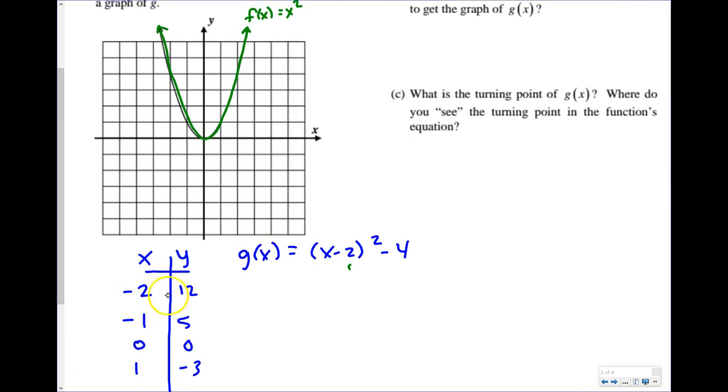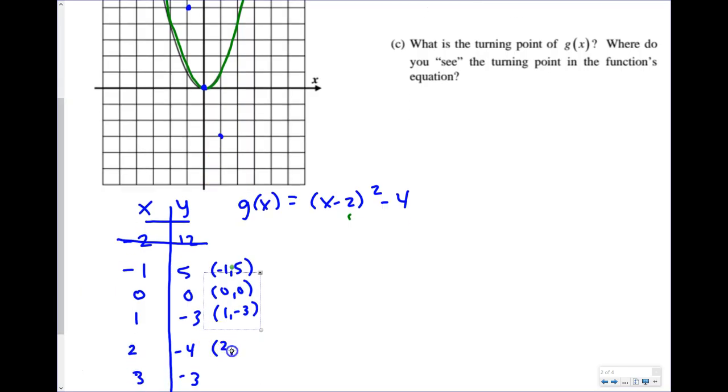My first point here is negative 2, 12. That's not going to fit, so I'm not going to plot that point. It doesn't fit on my grid. But this next one will work, this negative 1, 5. So negative 1, 1, 2, 3, 4, 5. There's the first point. This next point, 0, 0, is right here. Then I have 1, negative 3. 1, 2, 3, right here.